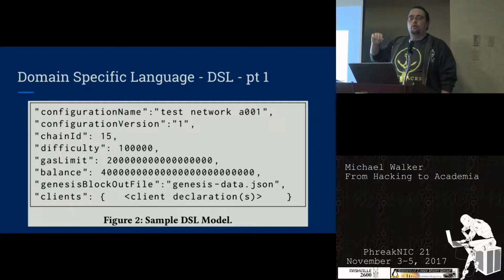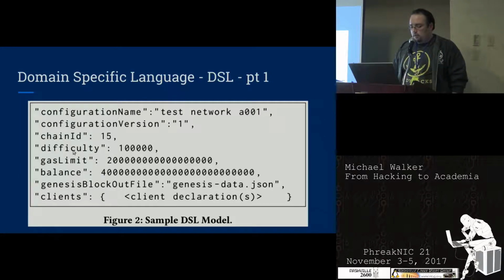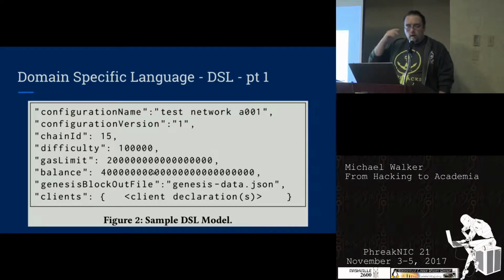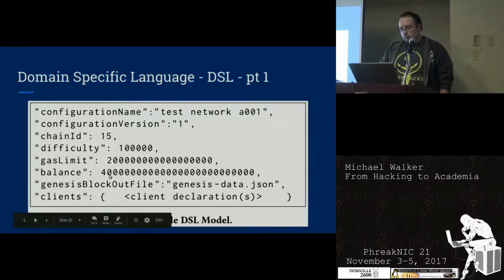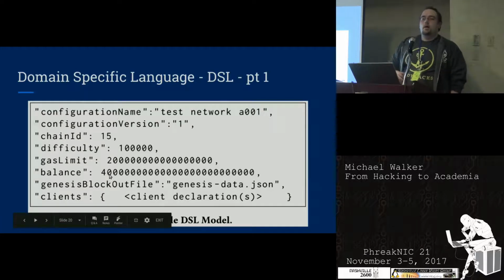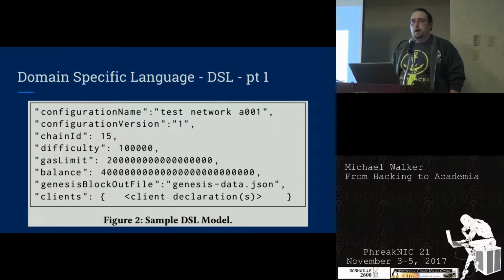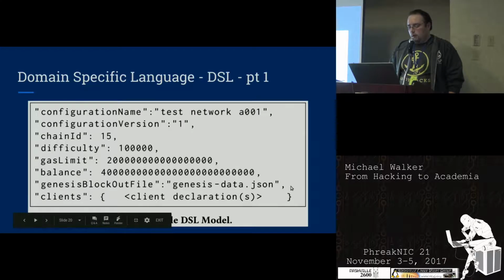How long can that run for? And so that's what this gas limit is. And then balance is something that I wrote. It pre-gives every account 40 trillion quadrillion Ethereum, which if you had that, you could just buy the Earth if it was real. But in our test network, you can just give however much you want and be done with it. Some Genesis output file here, and then clients.